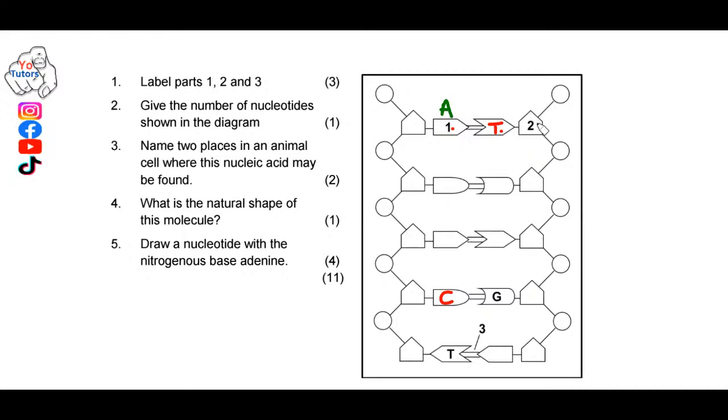2 is a sugar, but remember we are looking at DNA here. So it's a DNA structure. That's what we're looking at here, because it's double-stranded. So what is 2? 2 is deoxyribose sugar.